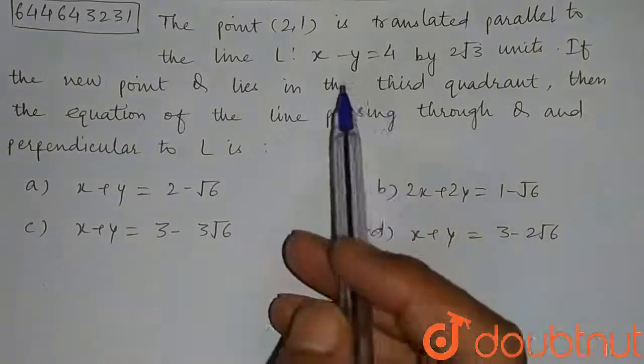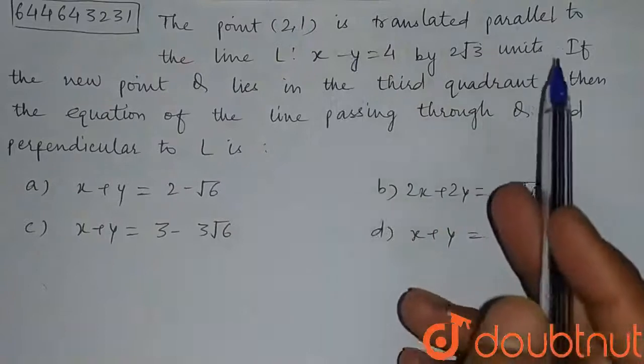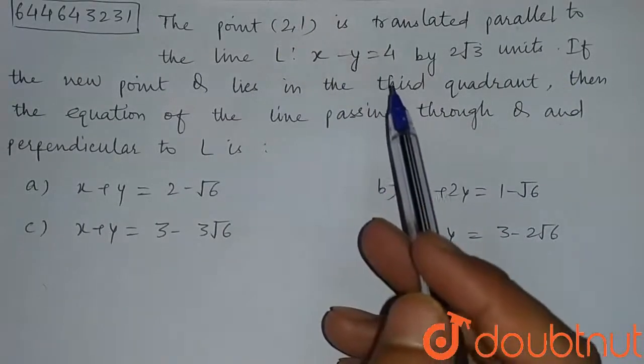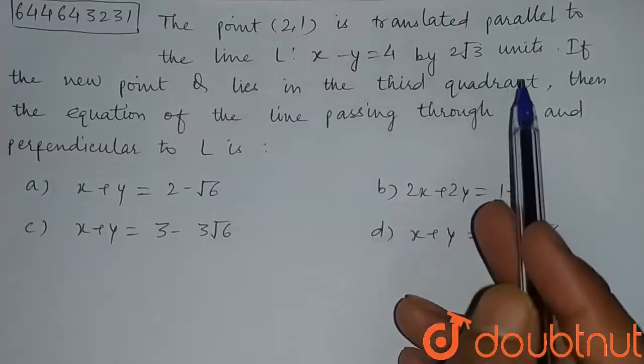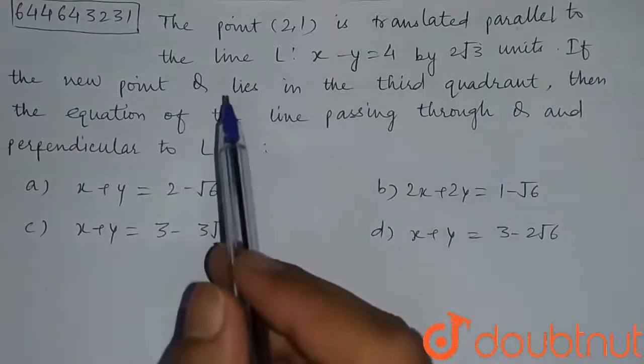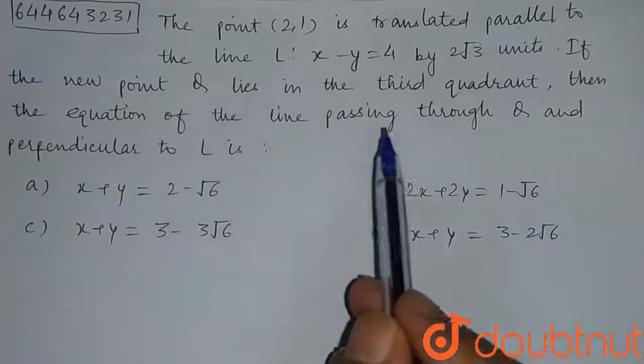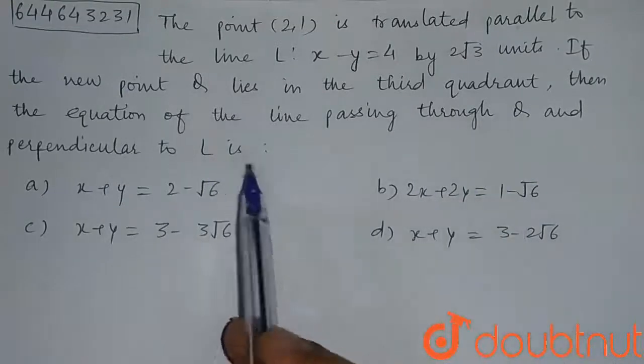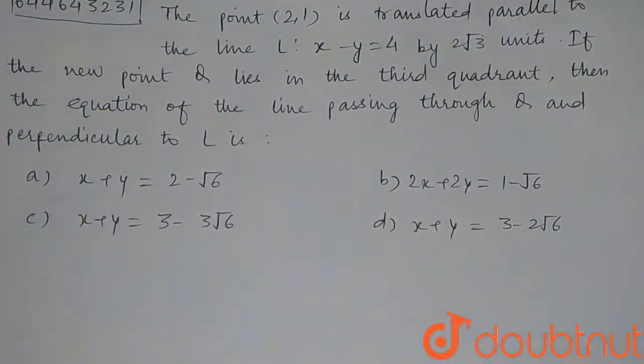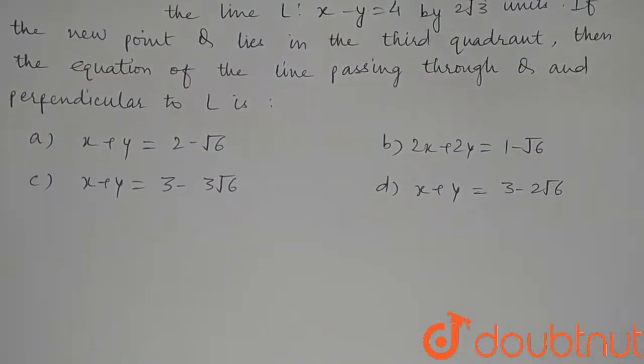So today's question is: the point (2, 1) is translated parallel to the line x minus y equals 4 by 2 root 3 units. If the new point Q lies in the third quadrant, then the equation of the line passing through Q and perpendicular to L is. So we have the point (2, 1).